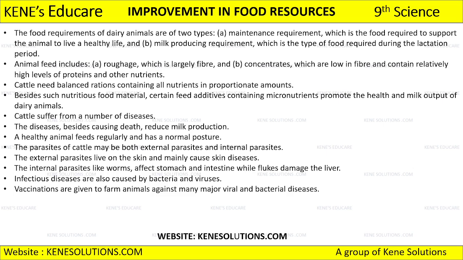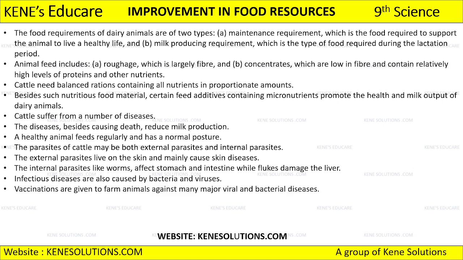Okay, so if cattle are suffering from disease, it can cause death, but besides death, they can have reduced milk production. If the milk production is less, we can say that the cattle is not healthy and is suffering from a disease. So a healthy animal feeds regularly and has a normal posture as well. But if the animal is diseased, you will find that the animal will not take the food properly, and the posture of the animal will be disturbed.